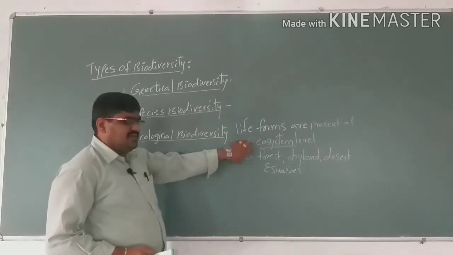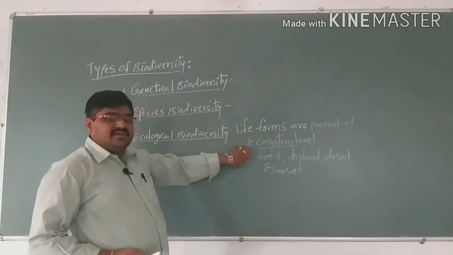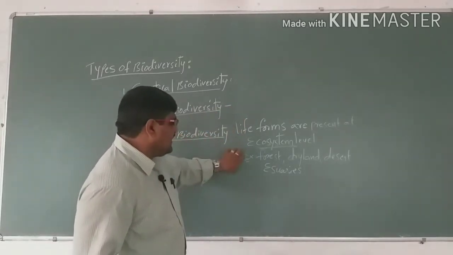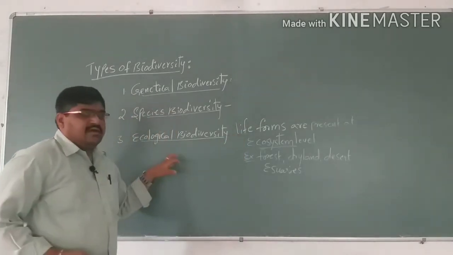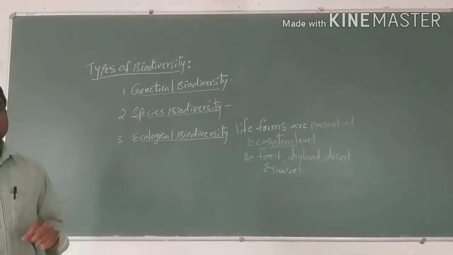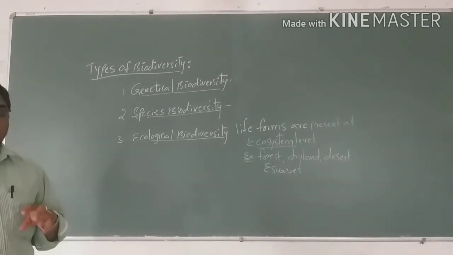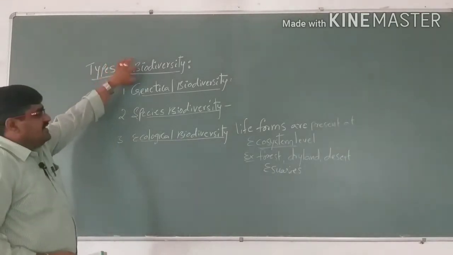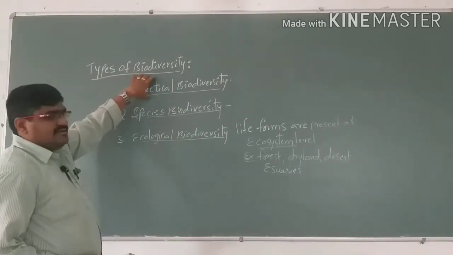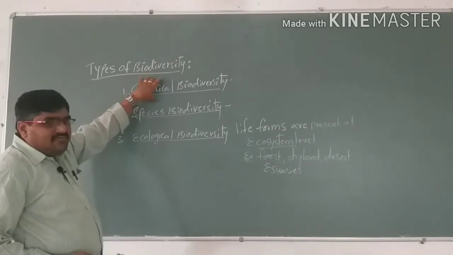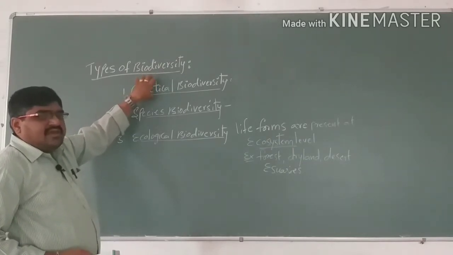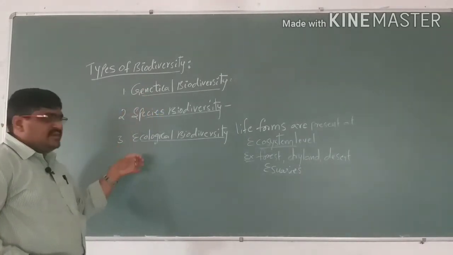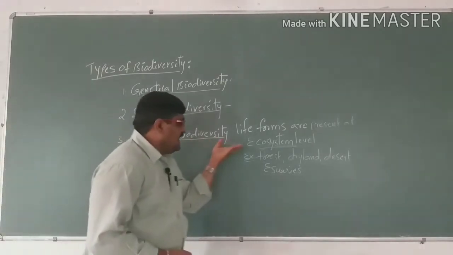That means living organisms are present at an ecosystem level. Then we can call that ecological or ecosystem biodiversity. So these are the three types of biodiversity. If the organisms are present at the genetic level, we call it genetic biodiversity. If they are present at the species level, we call it species diversity. If they are present at the ecosystem level, we call it ecosystem biodiversity.